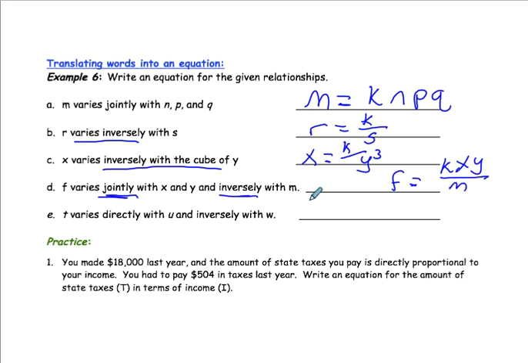And t varies directly with u. So we're going to have k times the letter u, and inversely with w. So w goes in the denominator. The rest of the notes are practice. The answers are on the last page.